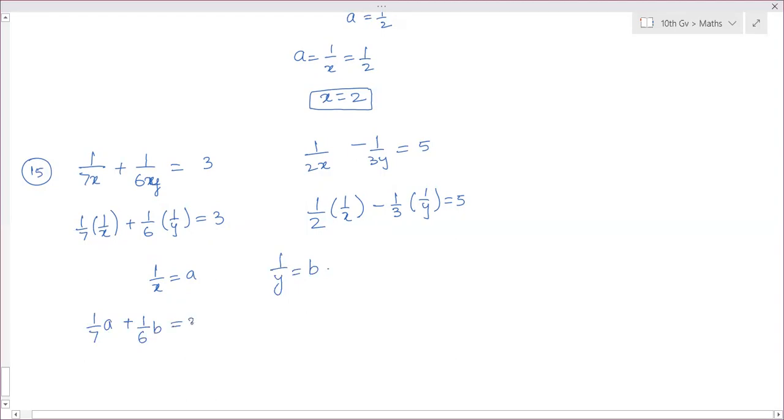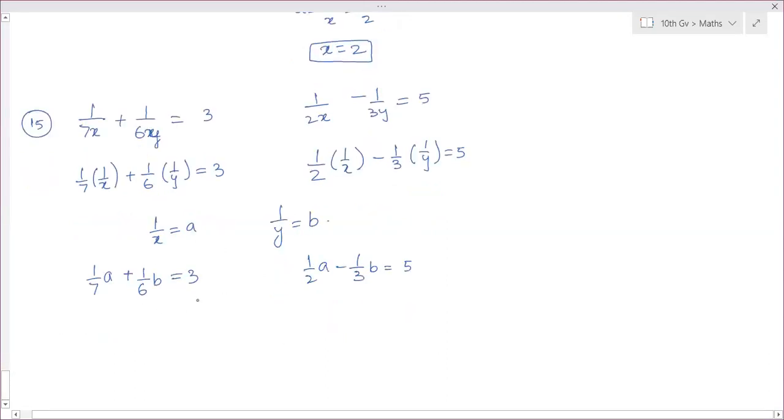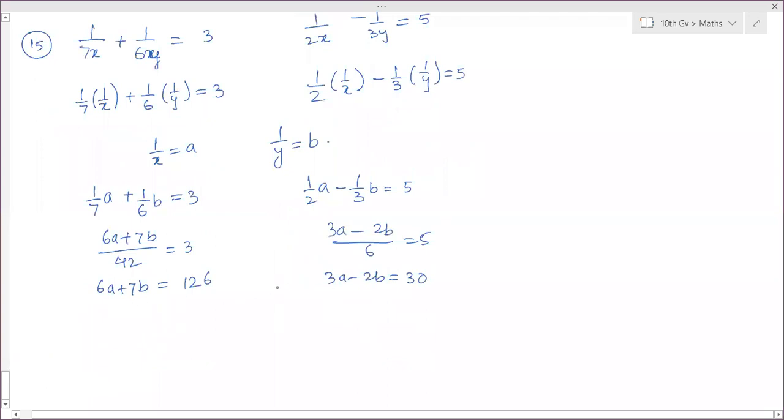Then 1 by 6 b is equal to 3. Here 1 by 2 a minus 1 by 3 b is equal to 5. Now simplify this in terms of a and b. We have to calculate the value of a and b, and we take the reciprocal to get the value of x and y. So this will become 6a plus 7b by 42 is equal to 3. So 6a plus 7b is equal to 126. This side will become 3a minus 2b by 6 is equal to 5. 3a minus 2b is equal to 30. Now these two are the required equations, and we have to solve these two.